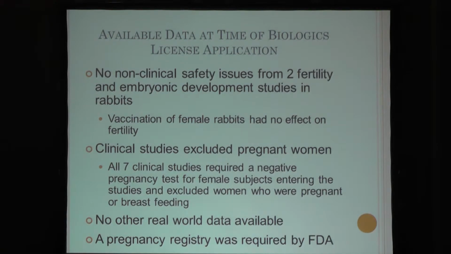At the time Pfizer submitted the biologics license application, we had data from two animal studies. The results of those two studies show no effect on fertility, as well as embryonic development. For clinical studies, we excluded pregnant women. So basically, we have no human data in terms of the outcome or effect on pregnant women. So FDA asked us to conduct a pregnancy registry.